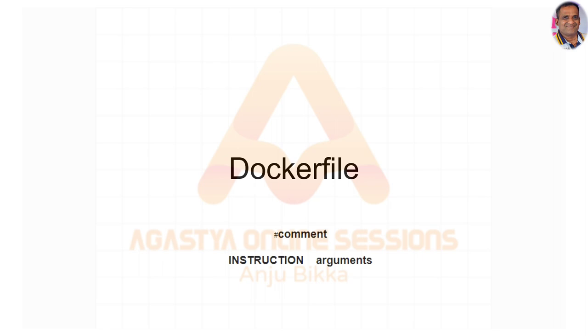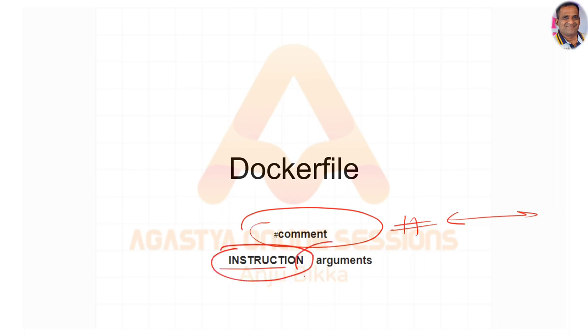Let's elaborate more on Dockerfile. If you want to add comments in the Dockerfile, you have to use the hash symbol followed by the comment. The Dockerfile consists of lines like this: an instruction followed by optional arguments. If the instruction requires arguments, you have to put a space between them. If there are no arguments, it is just the instruction.